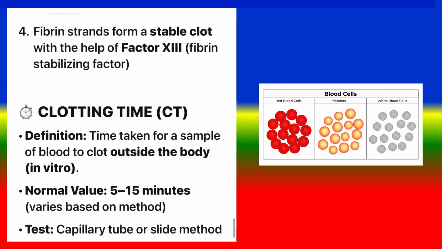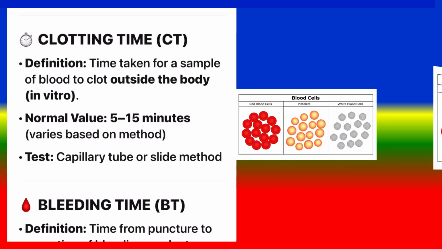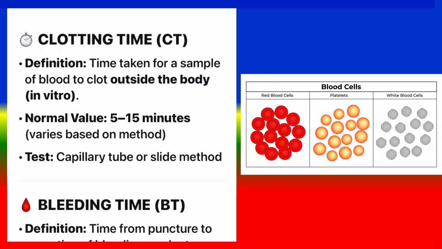Clotting time, CT. Definition: time taken for a sample of blood to clot outside the body in vitro. Normal value, 5 to 15 minutes, varies based on method. Test, capillary tube or slide method.